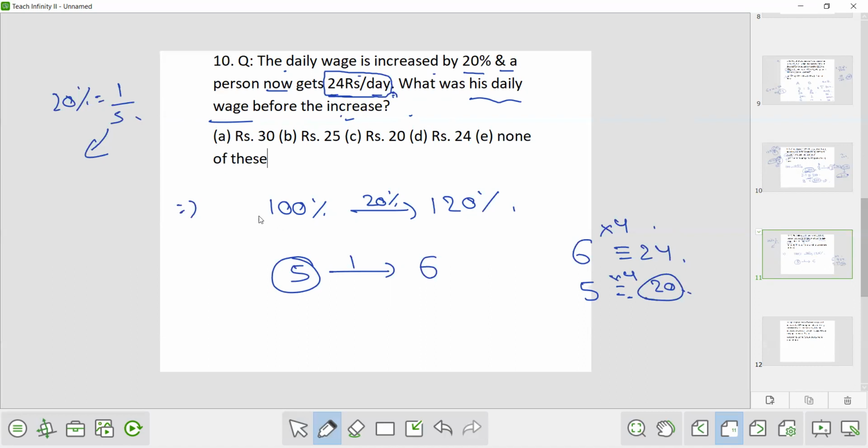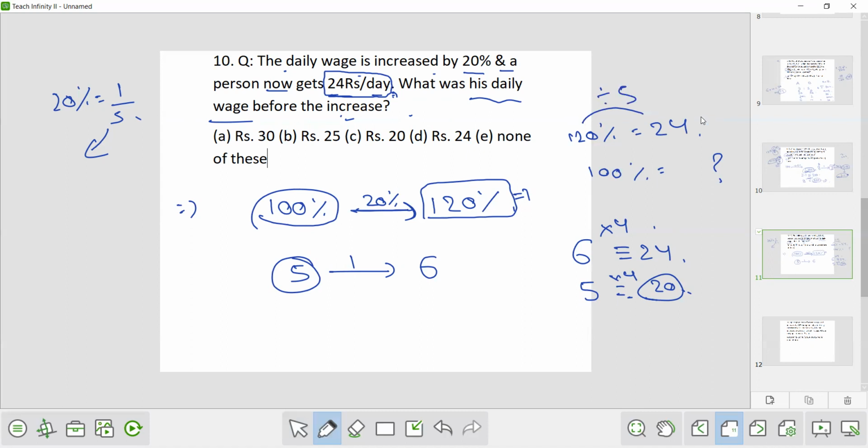Or you can do it like this, 100% increase of 20%. So the new is 120%. So 120% is given as 24. So what is 100%? Again 120 divided by 5 is 24, so 100 divided by 5 is 20. By both ways you will get the same answer. So it is better to solve such type of question with this ratio form because it makes your calculation quite easy.